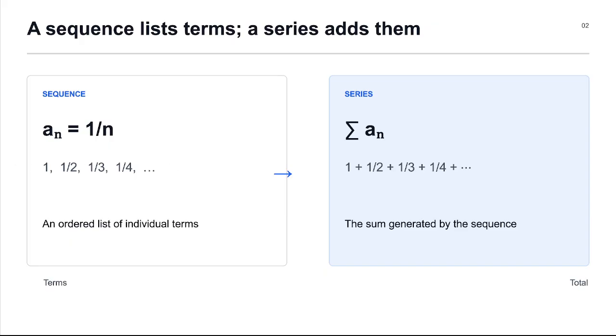A sequence lists terms, a series adds them. First, we need to understand the difference between a sequence and a series. A sequence is an ordered list of individual terms. For example, if a sub n equals 1 over n, the sequence is 1, 1/2, 1/3, 1/4, and so on. A series is created when we add the terms of a sequence. Therefore, the corresponding series is 1 plus 1/2 plus 1/3 plus 1/4, continuing indefinitely. This distinction is important. A sequence studies the behavior of the individual terms, while a series studies the behavior of their accumulated total.